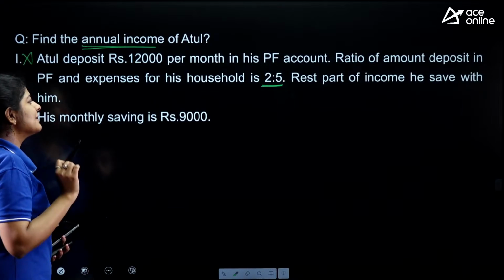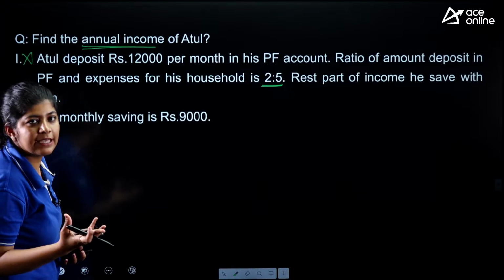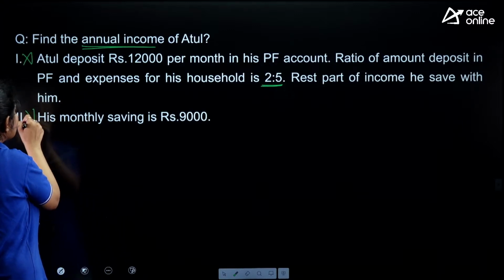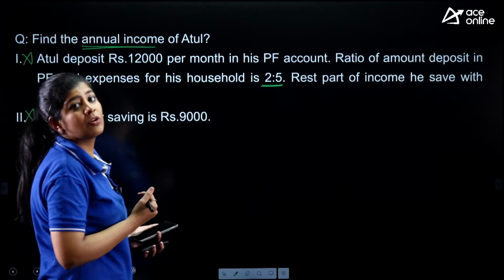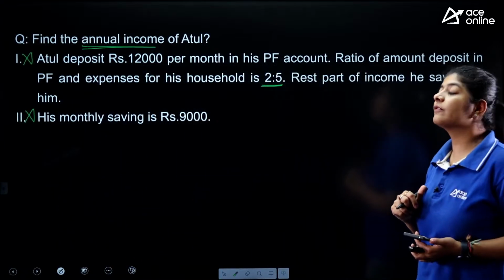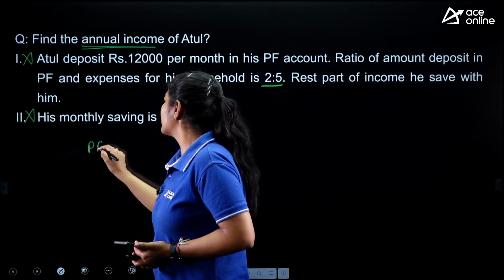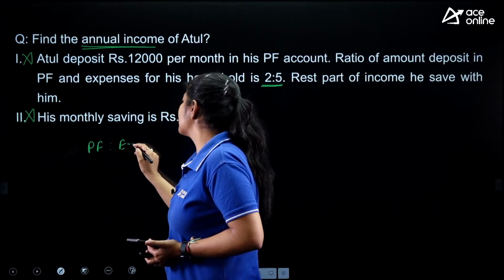Statement 2 says that his monthly saving is 9,000, but out of how much amount is he saving? Again, we don't know. That means statement 2 alone is also not sufficient to answer the question. But what if we merge both of them together? So the question is saying that the amount deposited in the PF account and their expenses.